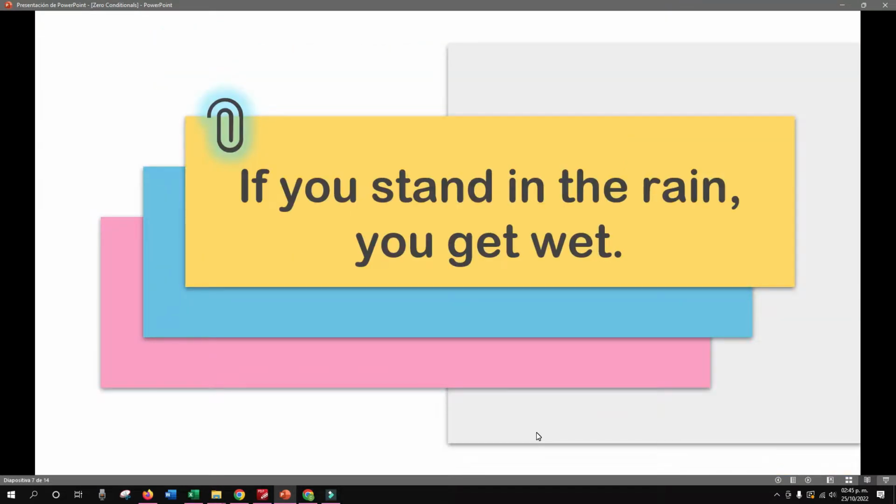So, if you stand in the rain, you get wet. So, look at this. If you stand in the rain, that is the condition, right? So, you get wet, the result. If you notice here, this sentence starts with the if clause, right? If you stand in the rain, comma, then you're going to write down the main clause, right? You get wet. That is the result, right?